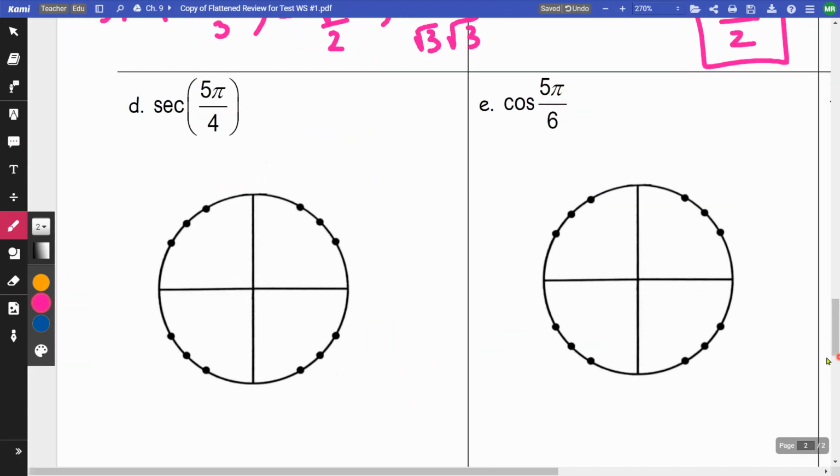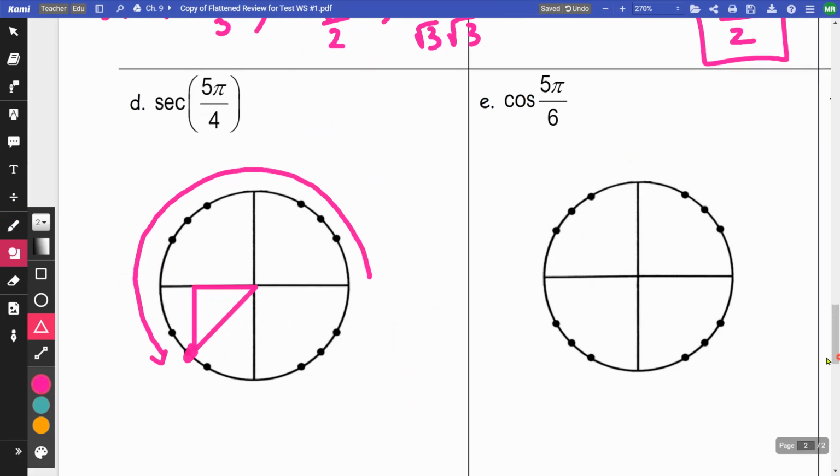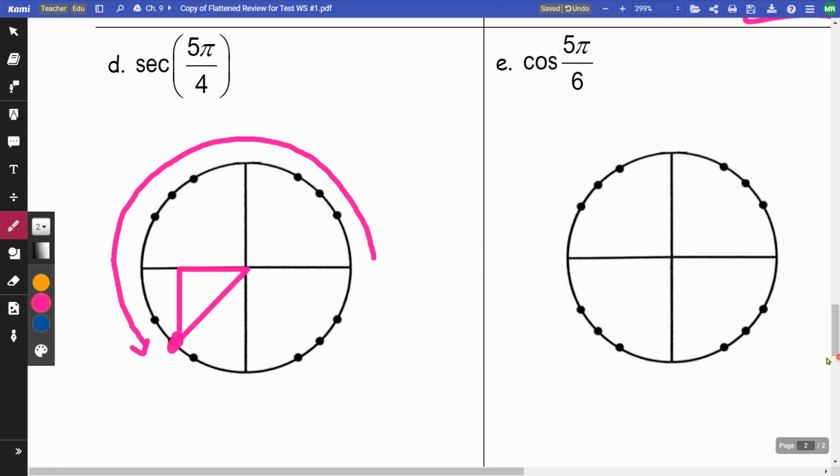Secant, okay, so first 5 pi fourths. 5 pi fourths going all the way to here is 4 pi fourths. So I'm going to go to here. That's where I'm going to be. And I'm going to end up in this situation with my fourths where my x and my y are the same coordinates. So this is going to be -√2 halves, comma, -√2 halves.